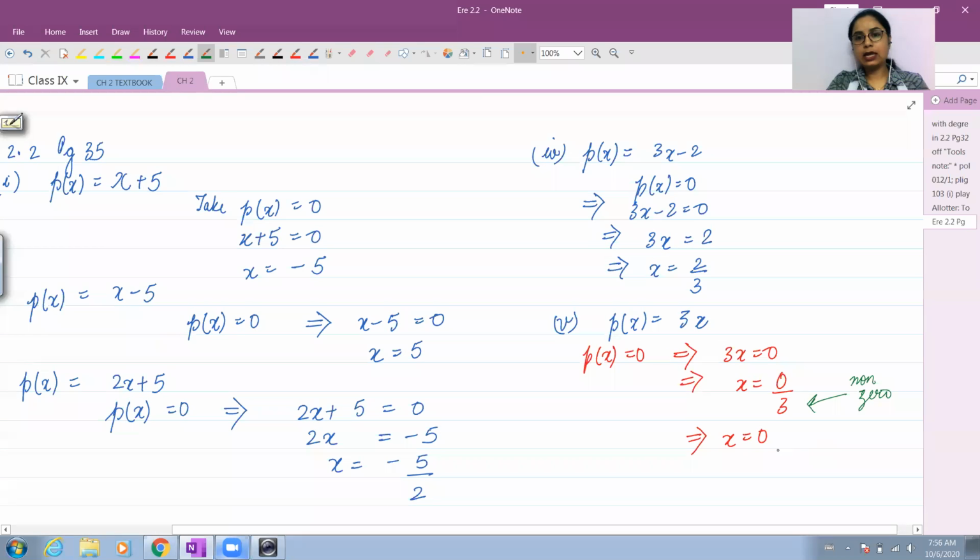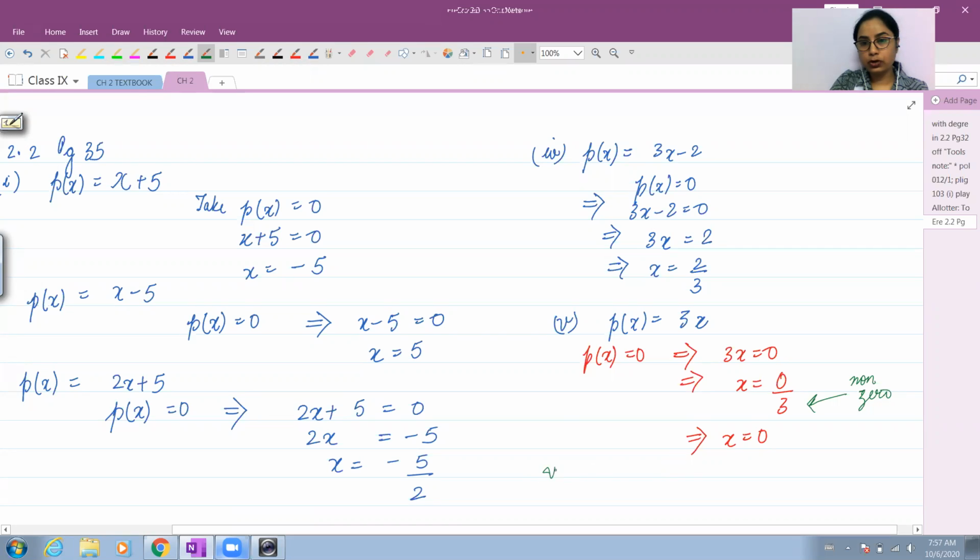Now there is something that I have marked in part 5 here. When you try to take the polynomial equals to 0, you see you get the value of x as 0 divided by 3. So whenever you have such a fraction where the numerator is 0, the denominator must be non-zero. Only then you can give the answer as 0. It cannot be 0 over 0. 0 over 0 is not defined. So you want the denominator to be a non-zero value. Only then you can further simplify it and write it as 0 itself.